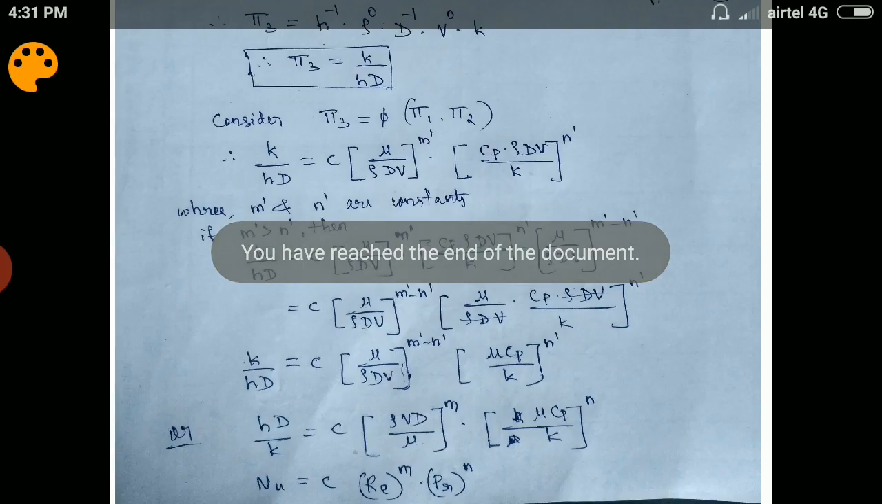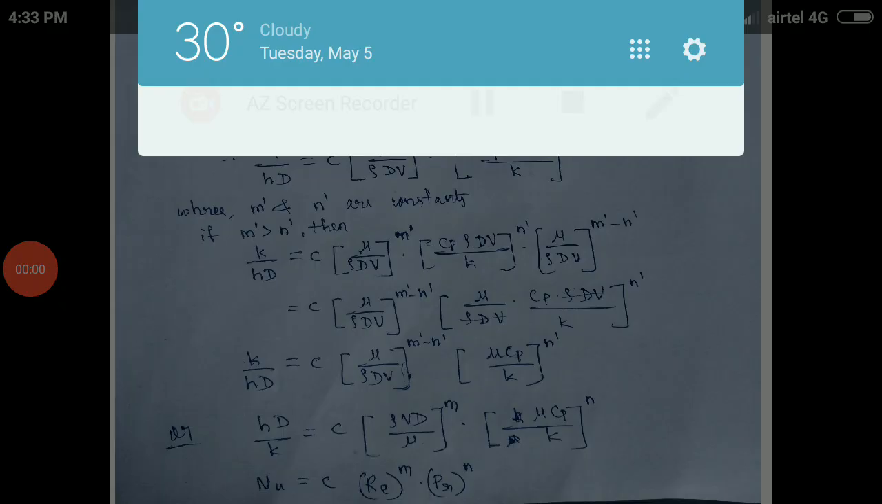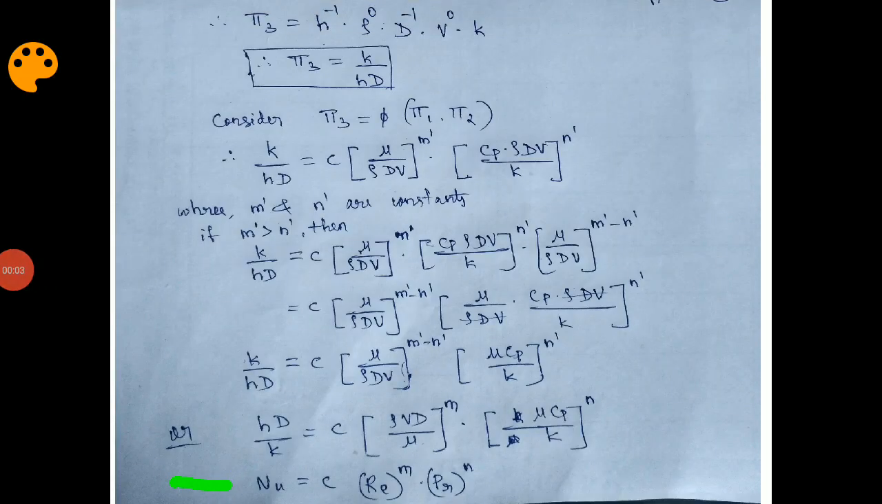Then on simplification we can see that some of the terms are getting cancelled, that is rho dV. Then we will be left with this term, then this term. So instead of writing m dash minus n dash, in the next equation we have written it like this: rho Vd by mu raised to m, then mu Cp by K raised to n in place of n dash. So this is the adjustment in order to get the required result. So after adjustment, finally you can see we get Nu is equal to C into Re raised to m Pr raised to n, which is the required answer.